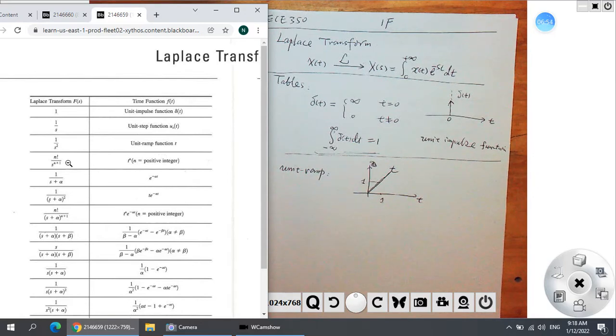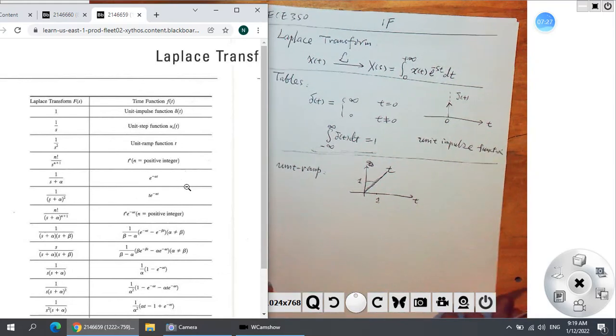And then t to the n, the power of t, where n is a positive integer. This is similar to the first one, now it is the third one. This is n factorial over s to the power n plus 1. So this one is a general case for the power of t. It includes the first order, second order, things like that.